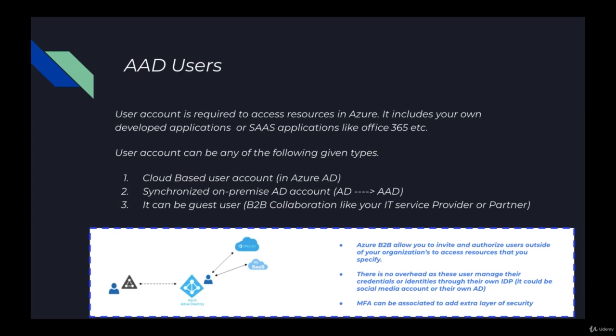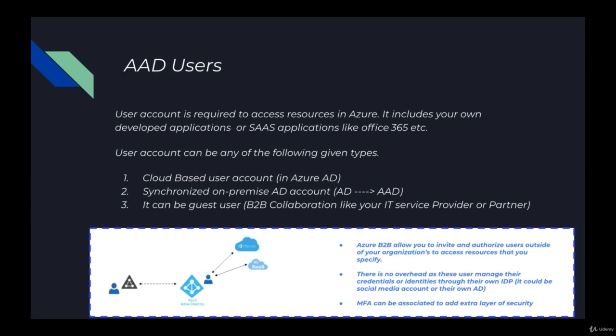Azure B2B means we are authorizing or inviting users from outside of our organization, and providing access only to the resources they need, on a need-to-know basis, using the least privilege method. One good thing is that there is no overhead on the current organization, because their identity provider and access management are managed by their own IDP. We need to take care of how we provide access to them and which resources they have access to. As an extra layer of security, we can associate MFA.